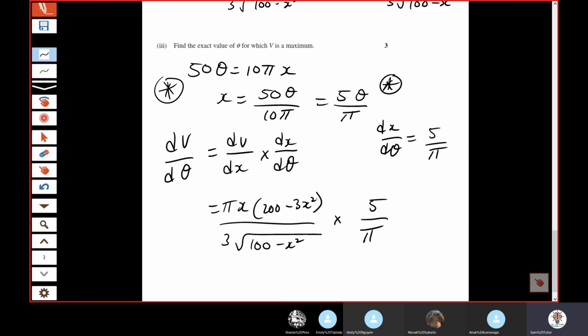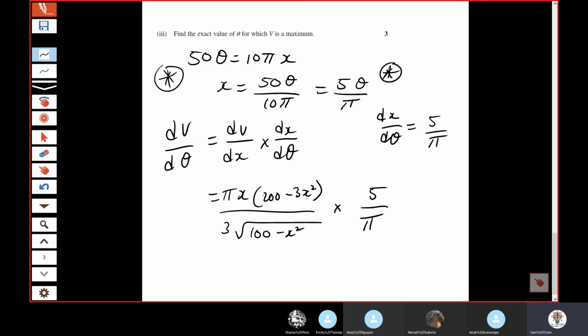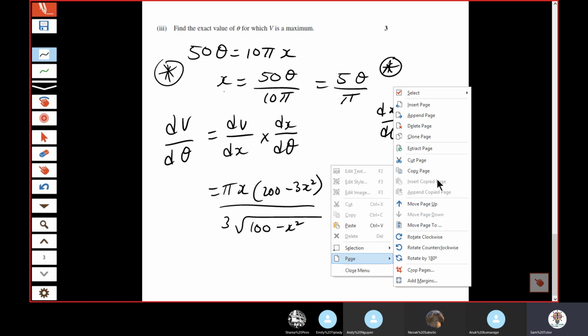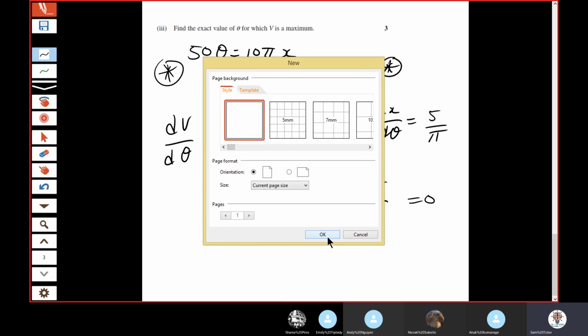What does it need to equal to now? 0. So make this equal to 0 and start differentiating and finding x. Once you find x, you obviously have a relationship between x and theta. You can sub it in and find theta.